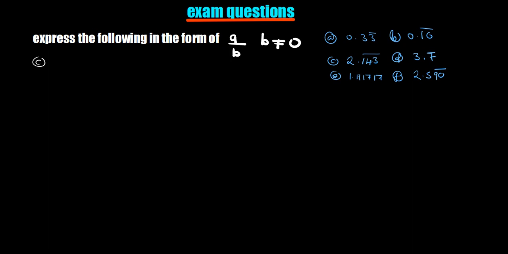Okay, so now we have 2.143 bar, like that. Okay, so what we do is we say the first thing is to let x, or any other variable, be equal to 2.143 bar. So this is already proper. We have at least the independent number on the other side and also the bar on the left. So this is the first step.